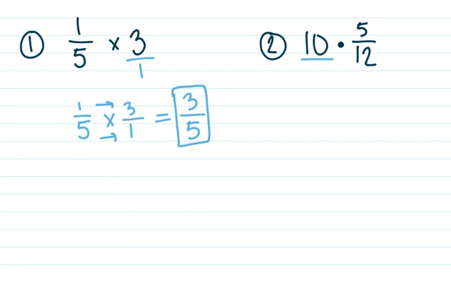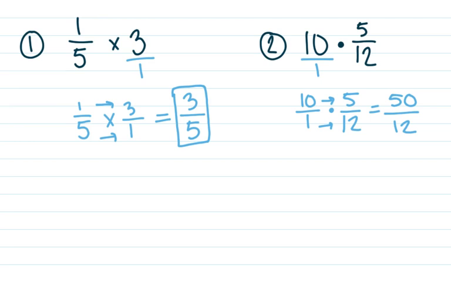Let's take a look at number 2. Again, to turn that 10 into a fraction, all I do is put it over 1. So that's going to be 10 over 1 times 5 over 12. We multiply across. And so 10 times 5 is 50, and 1 times 12 is 12.